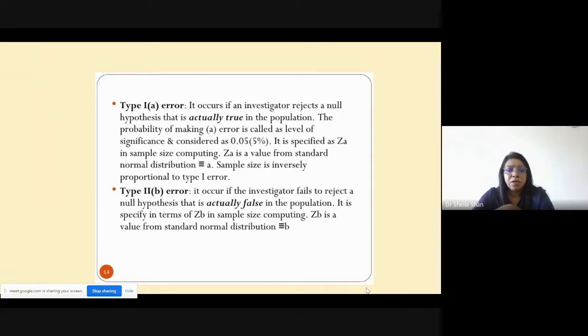Right. So type 1 error occurs if the investigator rejects a null hypothesis that is actually true in the population. Whenever we do research, we want to show that whatever intervention we do is better than the existing one. That is our aim, what we have in mind. Okay, I'll give you a simple example. Drug. You're going to introduce a drug.